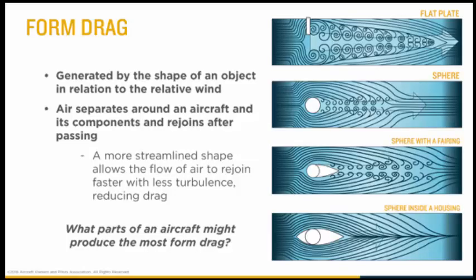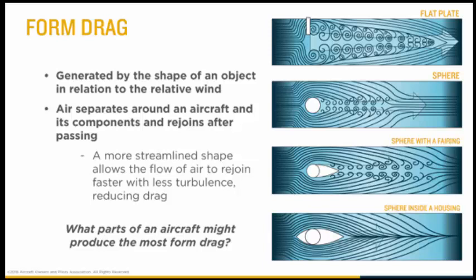Alright, so that brought up form drag. So form drag is generated by the shape of an object in relation to the relative wind. Air separates around an aircraft and its components and rejoins after passing. So a more streamlined shape allows the air to rejoin faster with less turbulence, reducing drag.